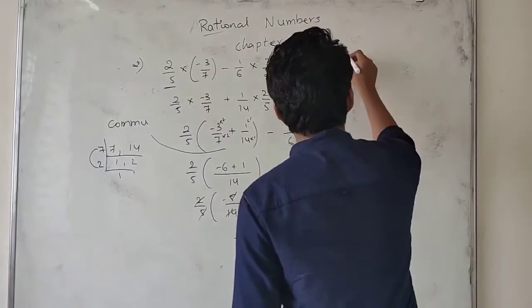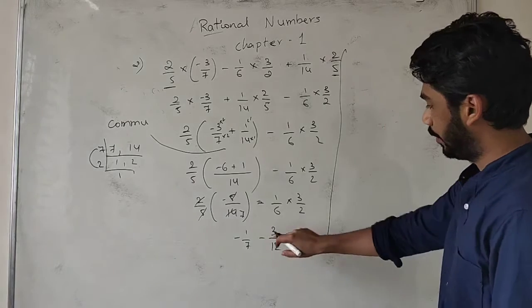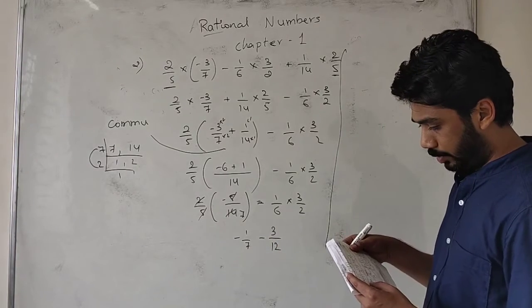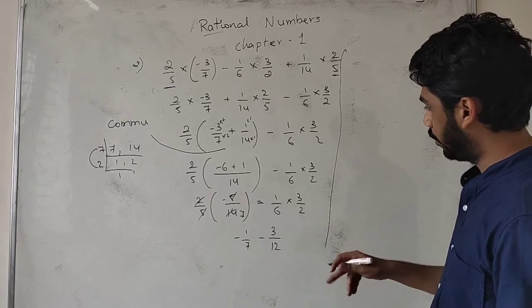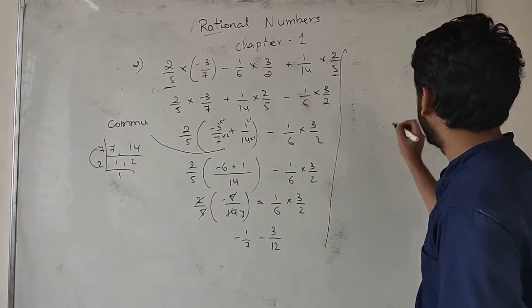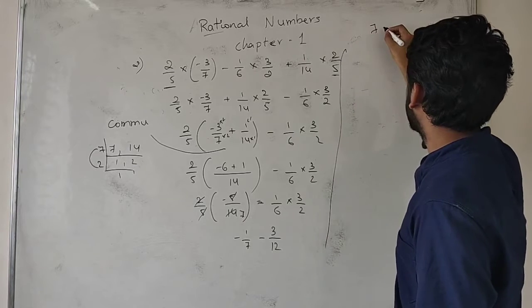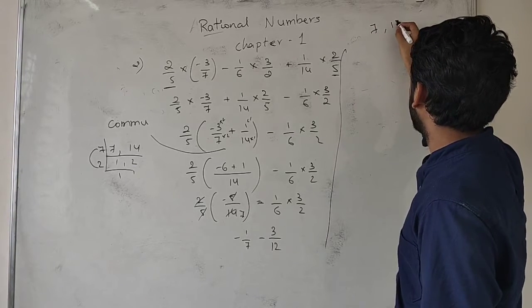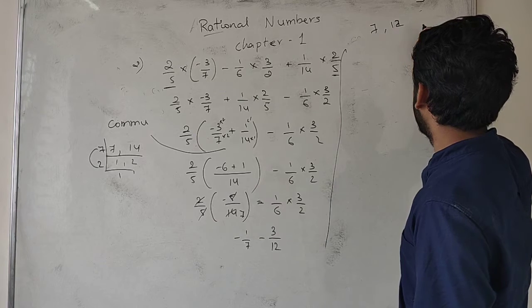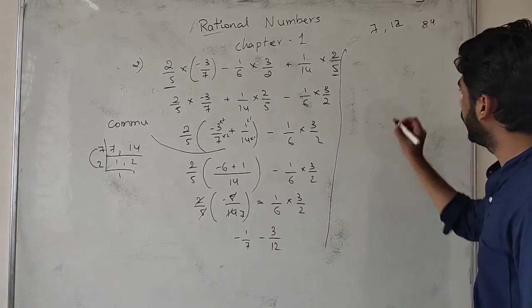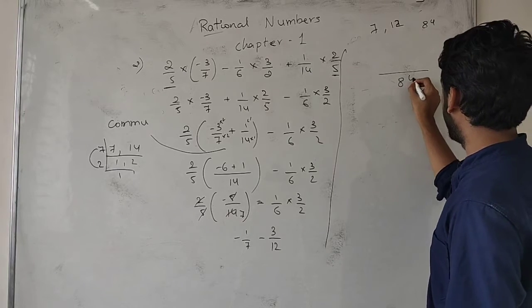So next one from here, minus 7 and minus 12, minus 12 and minus 12. If we solve it further, what will we take as the LCM? 7 and 12. 12 sevens are 84. The LCM will be 84 because 7 is a prime number.